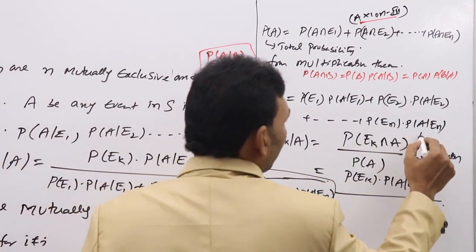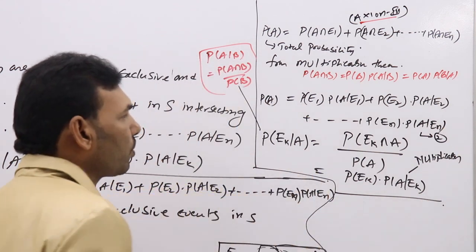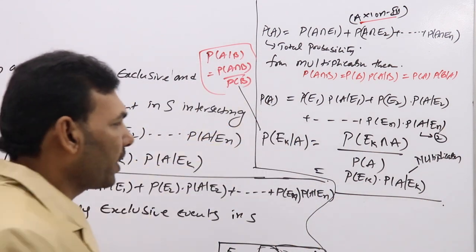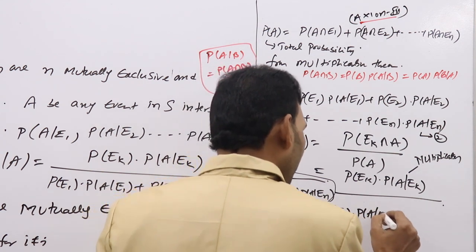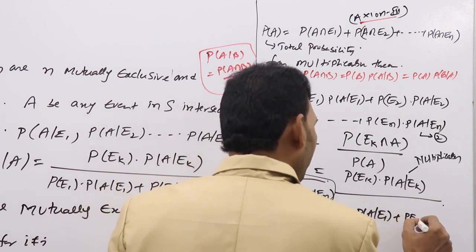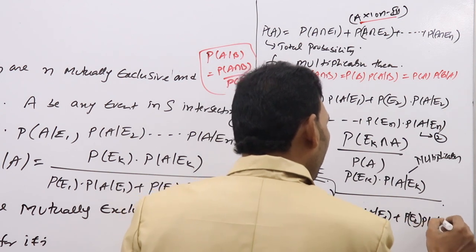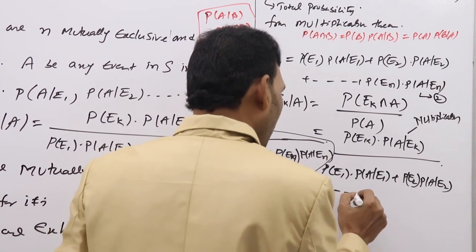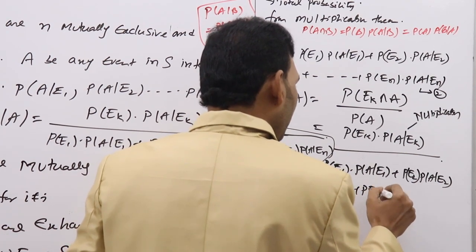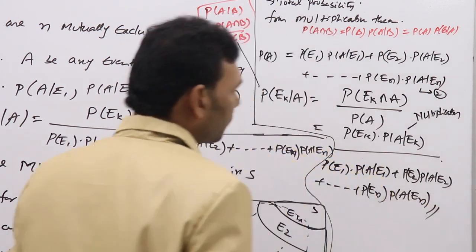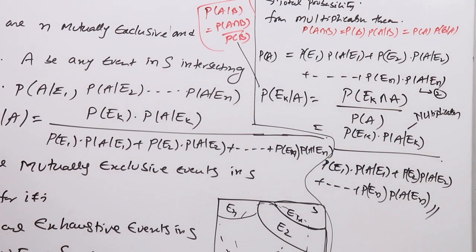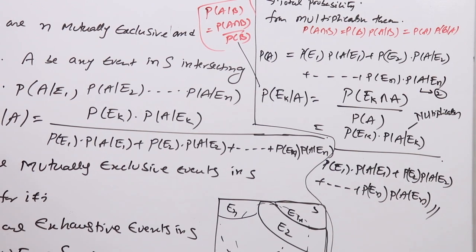So probability of A we know. Already we wrote it here. Assuming this one as equation 2, from 2 we can write, in the place of probability of A, probability of E1 into probability of A given E1 plus probability of E2 into probability of A given E2 plus so on plus probability of En into probability of A given En. Are you clear? So like this, one can easily prove the probability of Ek given A in Bayes theorem. Any doubts you may express?